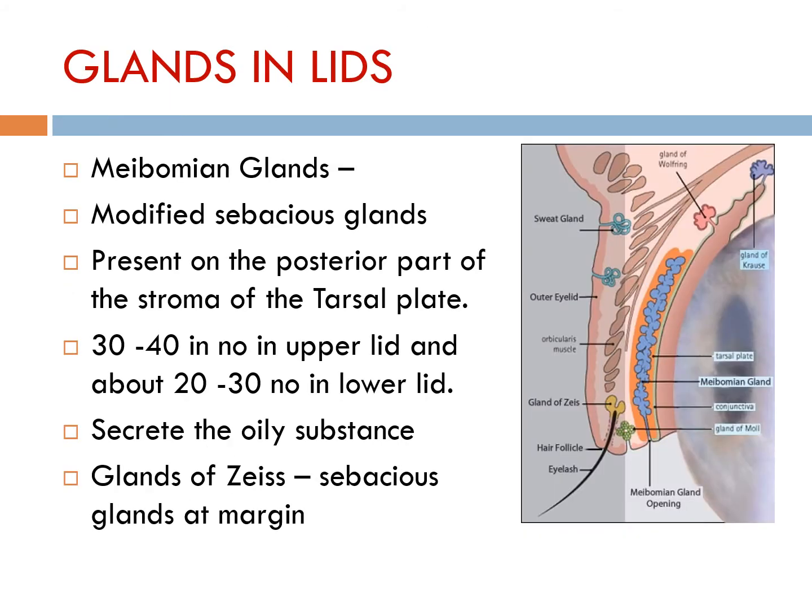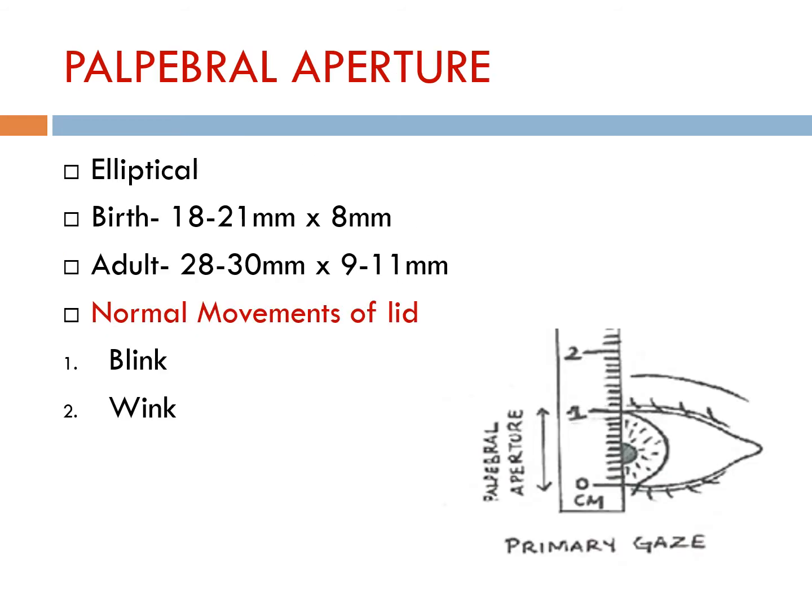So there are many types of glands in the lid. Meibomian glands, which are modified sebaceous glands present on the posterior part of the stroma of the tarsal plate, are 30 to 40 in the upper lid and 20 to 30 in the lower lid. They secrete oily substances. There are glands of Zeis, which are sebaceous glands at the margin.